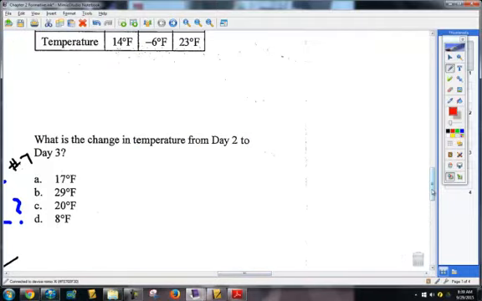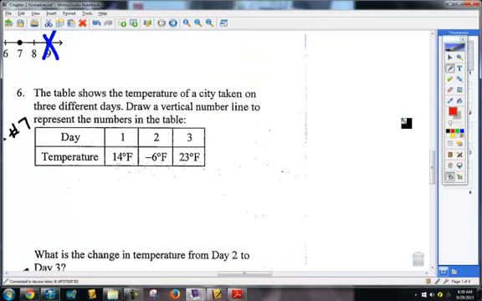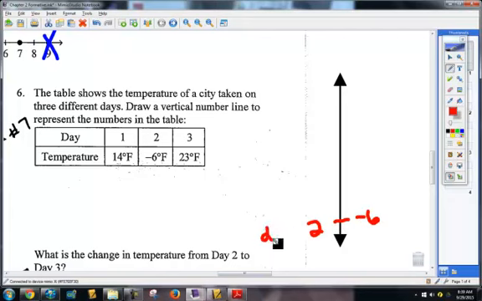Now, number 6 is going to be worth 1 point. First, it's either right or wrong. That's how we're doing it. So it's a vertical number line, and the table shows the temperature of a city taken on 3 different days. So this is the temperature. I always like to start with the coldest day. What was the coldest day up there? Day 2. So I'm going to put negative 6 there, and I'm going to put a 2 for day 2, and you could have written day 2.